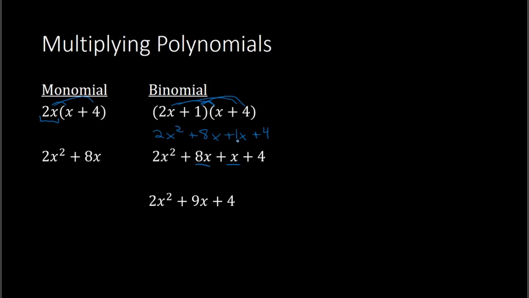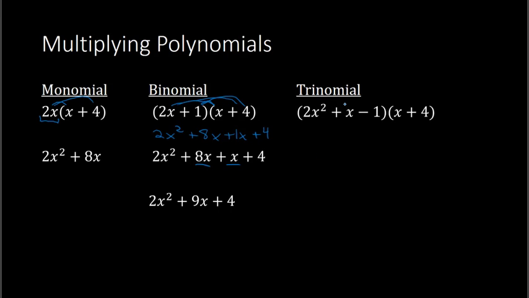Now what if you had a third term in the front? So instead of just 2x plus 1, we now have 2x squared plus x minus 1. Well, it's the same thing. We take every term, so the 2x squared, and we distribute it with the x and the 4. Then we take the x and distribute that to the x and the 4. And then we take the negative 1 and distribute that with x and 4. So it's just distributing, but we're doing it multiple times.